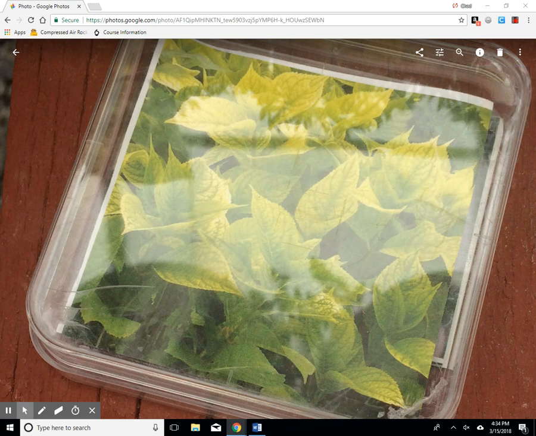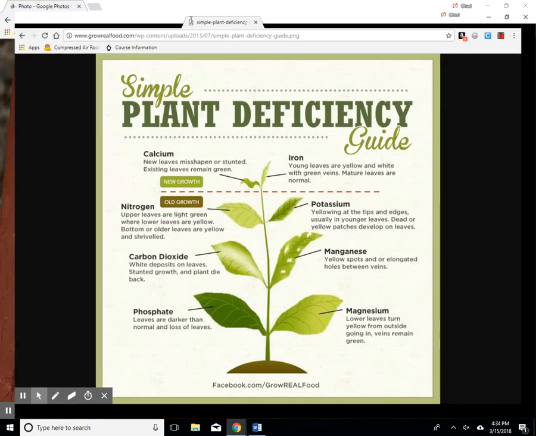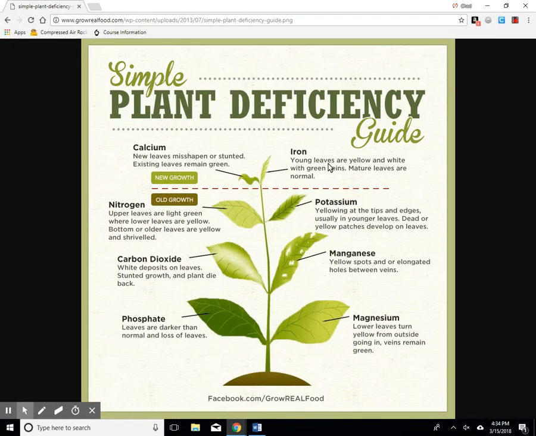So what we're going to do is bring over this picture and see if you guys can tell me what that is. So here we have a plant deficiency chart, and we can basically say, okay, is this happening just on the top? Is it happening on the older leaves? That helps us to know.